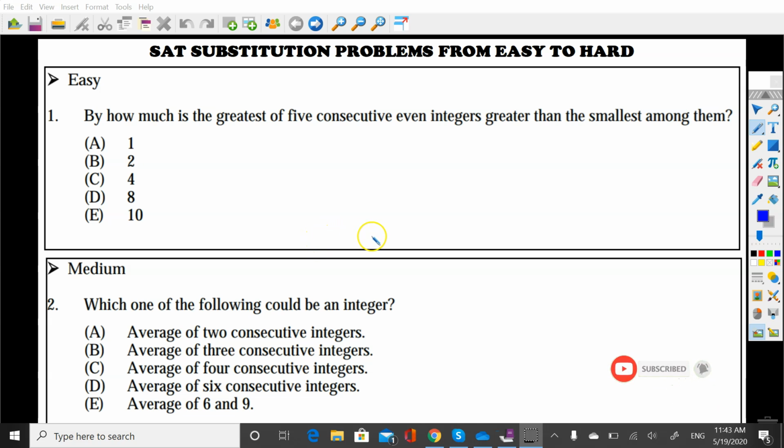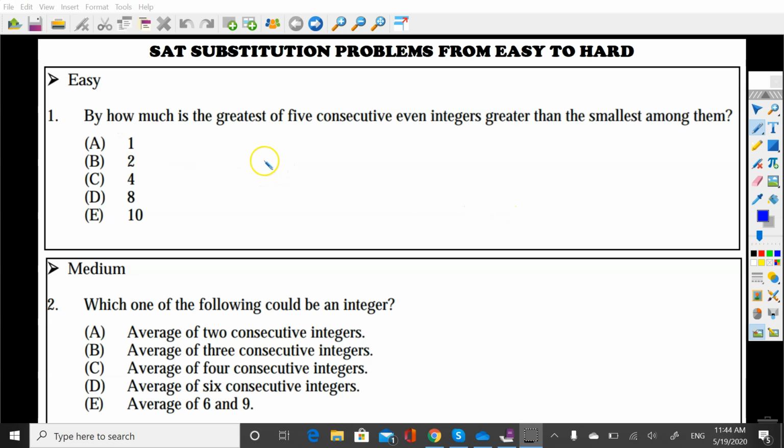Today I'm going to be launching a new video series, and this new video series is going to be mainly about the SAT math problems. And today specifically we're going to talk about and try to solve problems about the substitution problems. The difficulty of these problems is going to range from easy to hard. Alright, so let's get started. Let's take a look at the first problem.